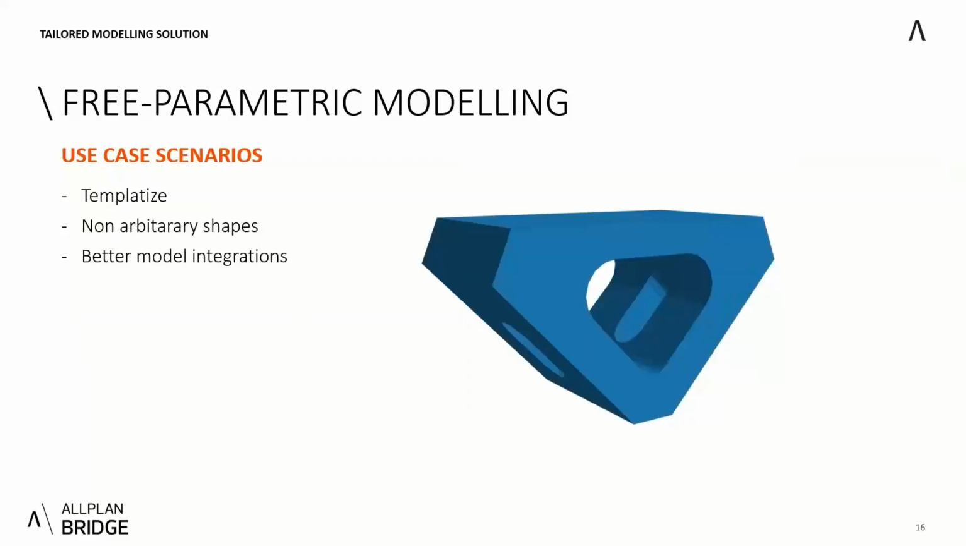The first use case for this kind of modeling is when we want to have templatized objects. Before, when we said templatized, we had one template based on one cross section. But this one you could also take a step further, where we can have a combination of different objects.